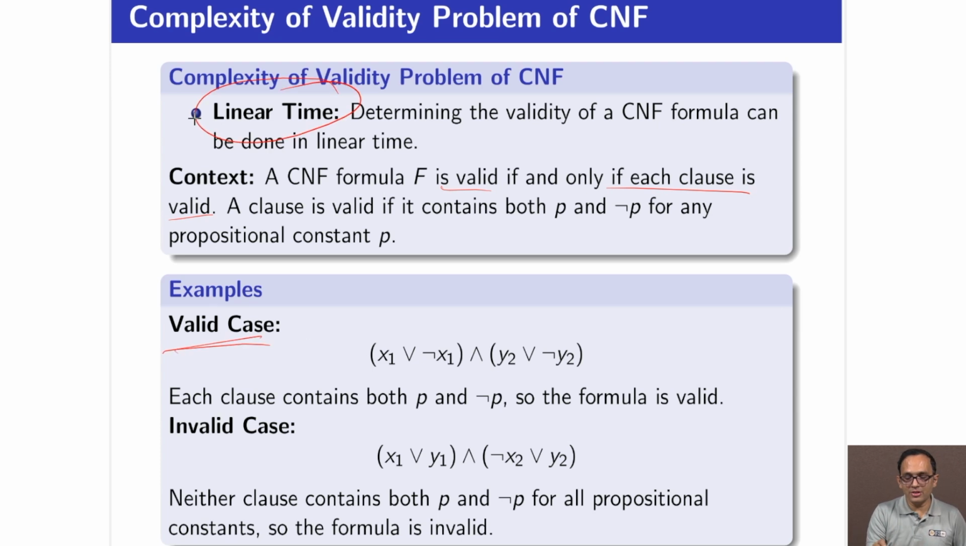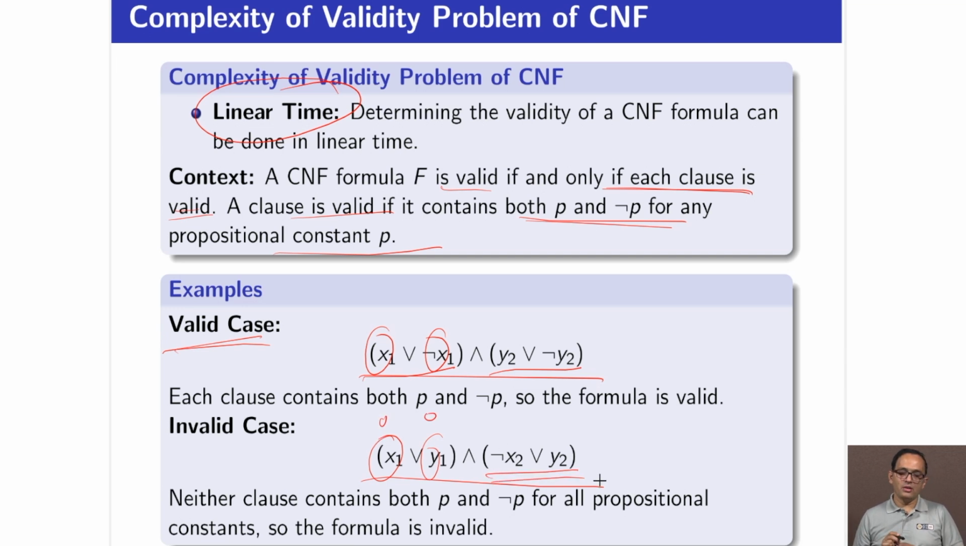So what you have to do is just check that each clause is valid, and a clause is valid if it contains both p and not p for any propositional constant p. Just to check this one, this is valid because you have x1 and not x1 in this clause. So this will always be a valid clause, and this is also a valid clause. But this is not valid because it has x1 and y1, so this will be false for 0 0, and this also does not have it. So for 1 and 0 this will be false. So I can prove that this is not a valid formula.